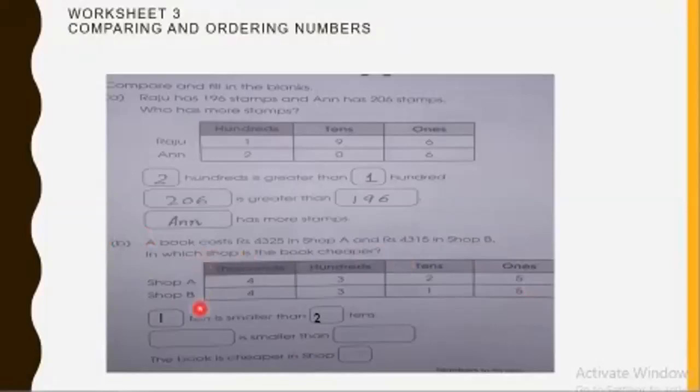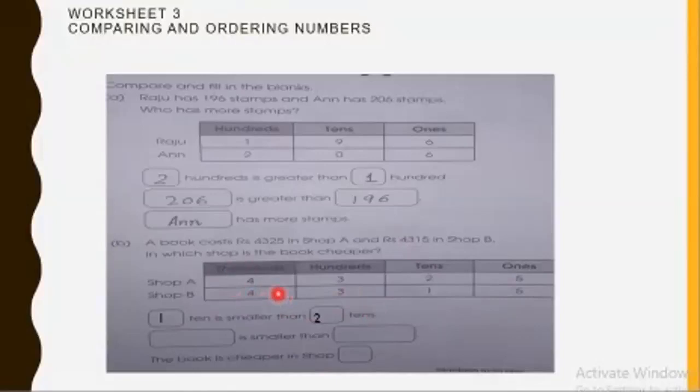So again, the block is mentioned, and in this example, you will understand that this block is really helpful when you mention the place value. In the first shop A, the value mentioned is 4,325, and for shop B, the price is again mentioned as it was mentioned above. The same price is mentioned over here, 4,315.